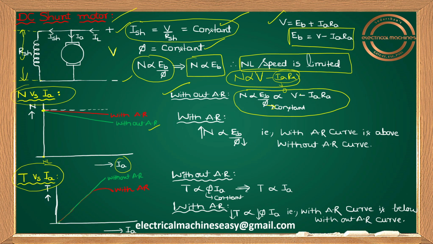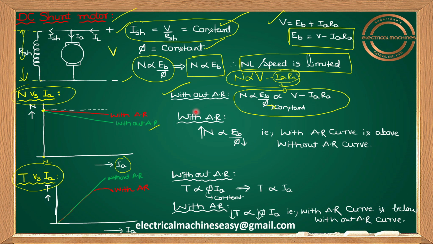And guys, as load increases, means as IA value increases, IA RA drop increases here. So what will happen? N value will reduce. So that's why you're getting this drooping characteristic. I think you are able to see. Otherwise, I can use the laser pointer here. As IA increases, IA RA drop increases, N value reduces. That's why you're getting this drooping characteristic without armature reaction.